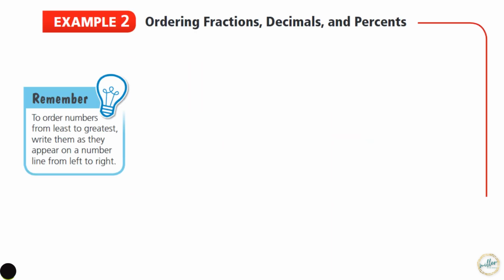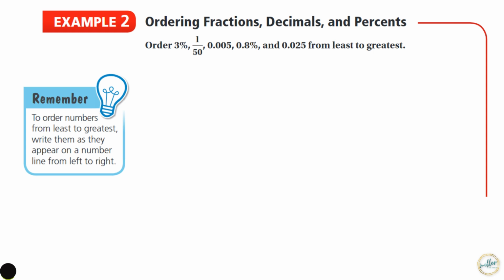Example number 2, ordering fractions, decimals, and percents. In this example, we use a number line. If you're able to place numbers on a number line, it's very easy to see what order they belong in from least to greatest. The numbers to the left will be less, and the numbers to the right will be more. Our problem here is to order 3%, 1/50th, 5/1000ths, 0.8 of a percent, and 25 thousandths from least to greatest.